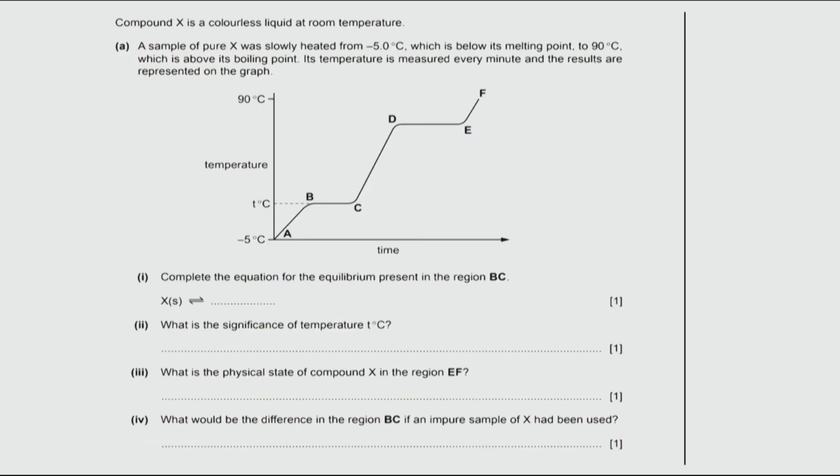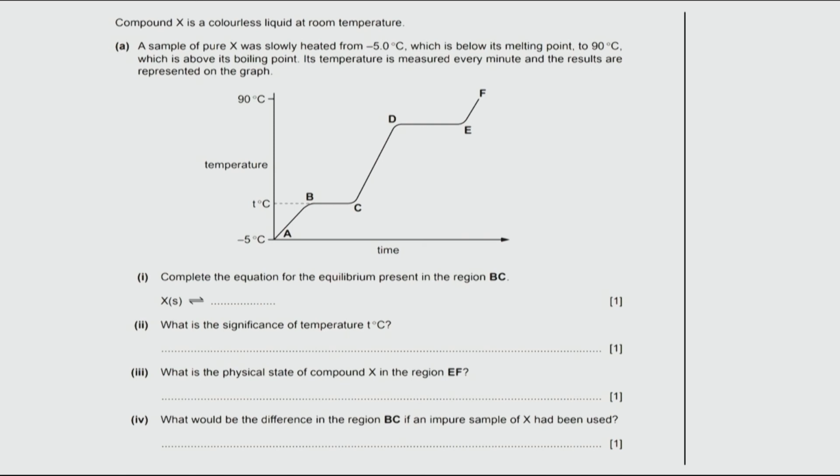Okay, so let's go over the theory question. It says compound X is a colorless liquid at room temperature. So at 20 degrees Celsius, compound X is a liquid. A sample of pure X was slowly heated from -5 degrees Celsius, which is below its melting point, to 90 degrees Celsius, which is above its boiling point. Its temperature was measured every minute and the results are represented on the graph. If we look at the graph, we can identify that this is a heating curve of compound X. So the first part says, complete the equation for the equilibrium present in the region BC.